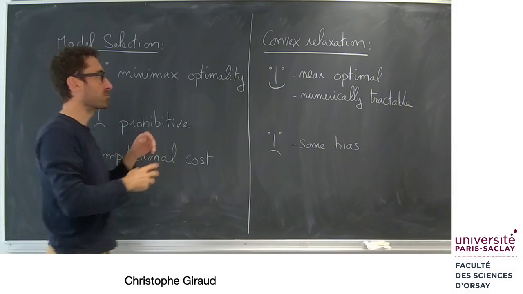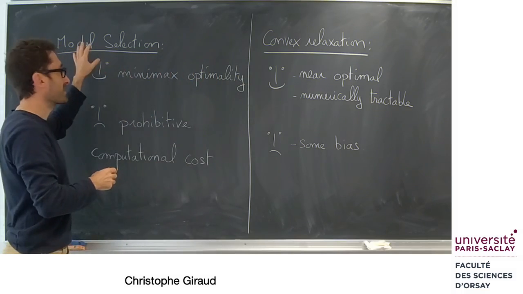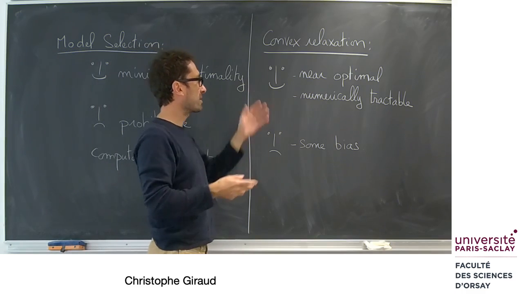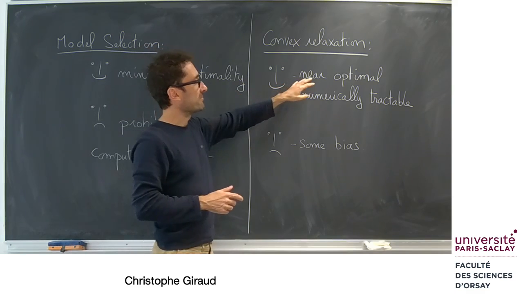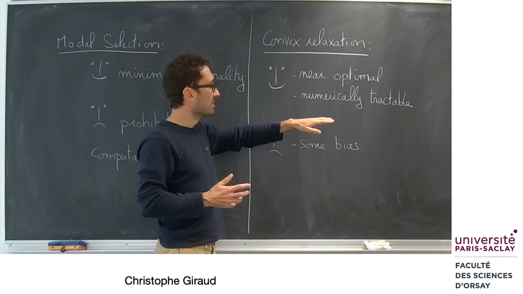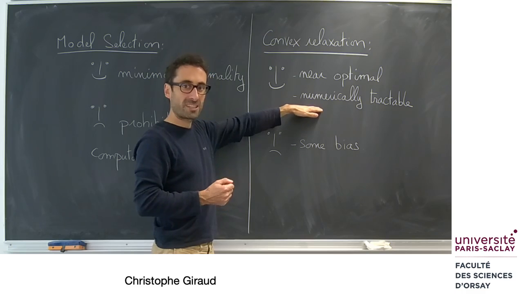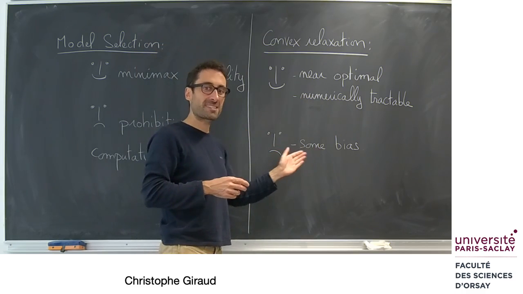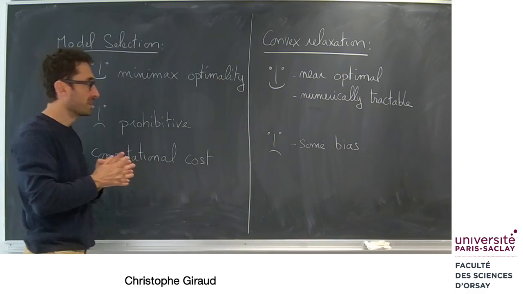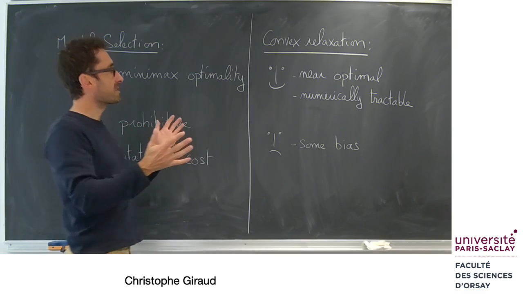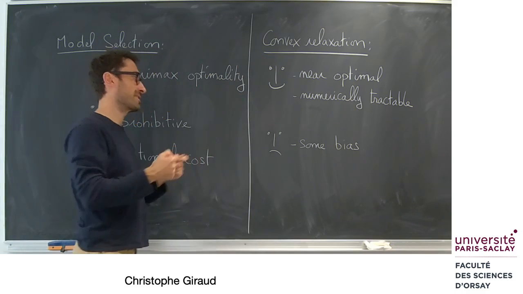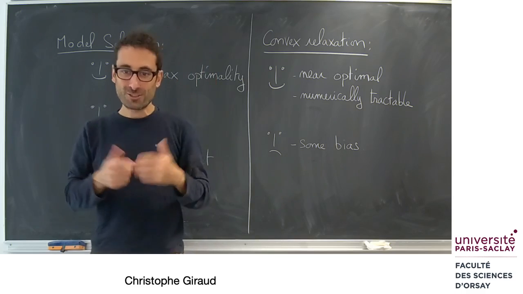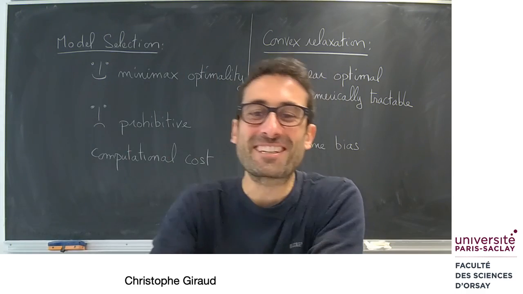And one way to do this was to do some convex relaxation of the model selection criterion. And we have seen in the last lecture that convex relaxation enjoys some nice properties. It is near minimax optimal. It is tractable numerically, so we can compute it in practice. And the only issue is that there is some bias that we have to handle in one way or another. What we will see today is an alternative to convex relaxation, which are iterative algorithms, which will enjoy these two properties without having this bias. So it is probably interesting. Let's have a look at this.